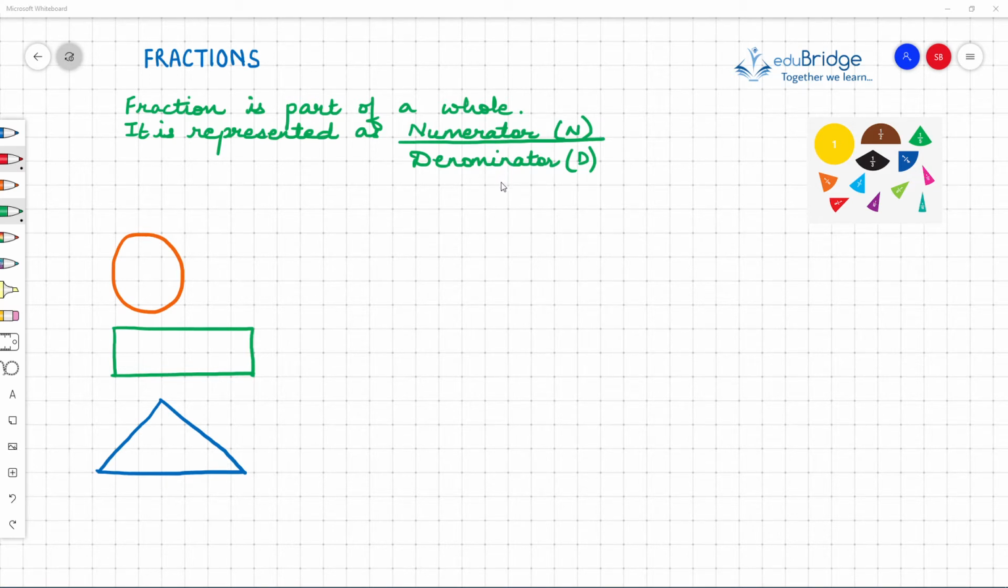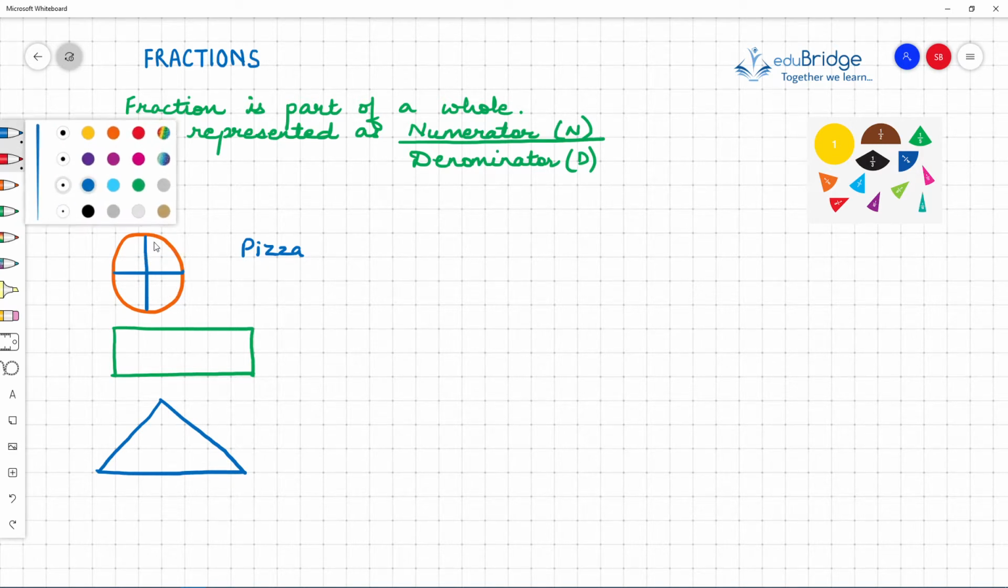So how do we use fractions in principle? Let's take an example. We have a circle. Let's say I divide this circle into four equal parts. Sorry, they are not equal. Let's try to make them equal. So how many parts do I have? Four. A common example here is, let's say this is a pizza and you purchased a pizza which has four slices in it. Now, I'm going to eat one slice out of this pizza.